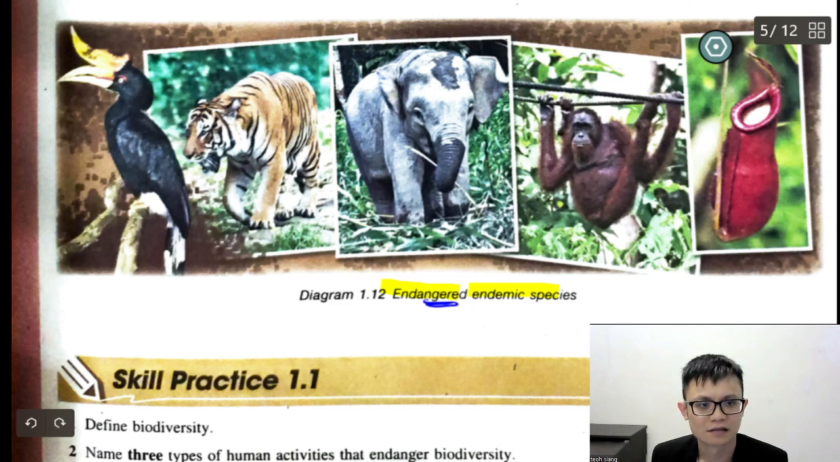I can see it a lot in my neighbor's house, something like that.